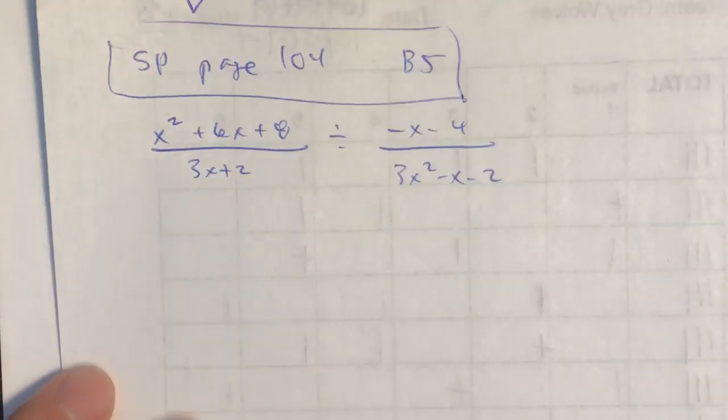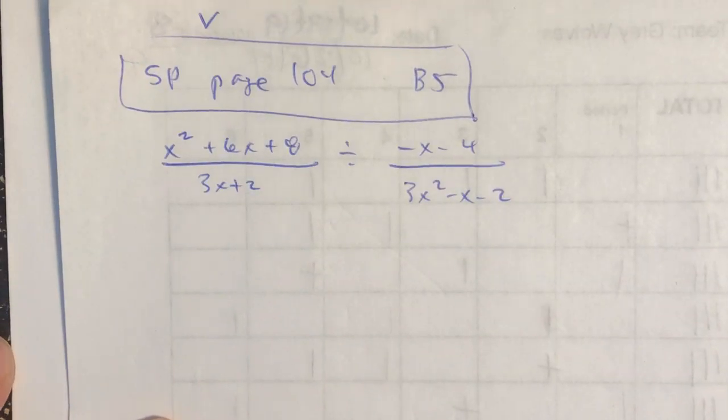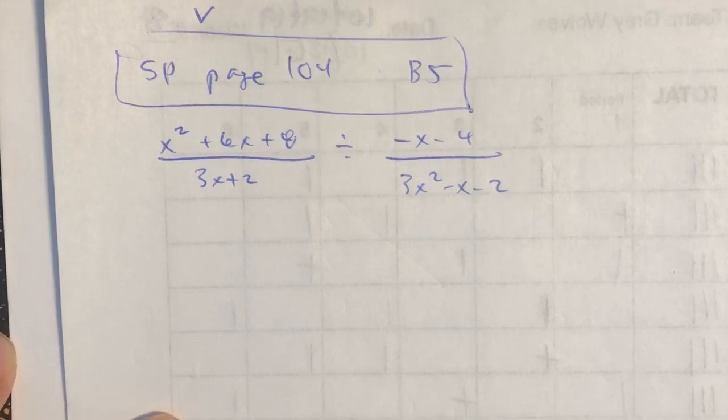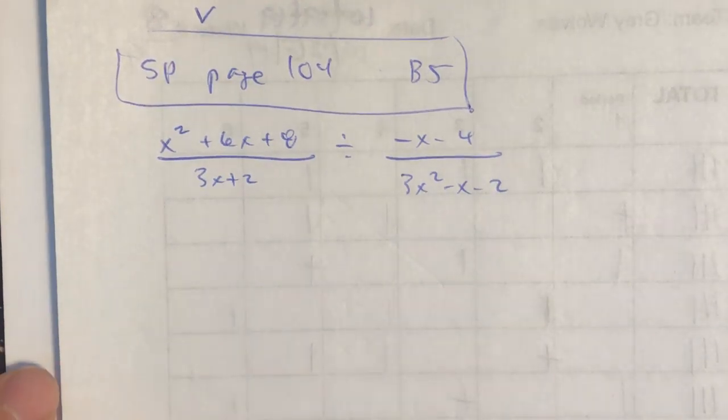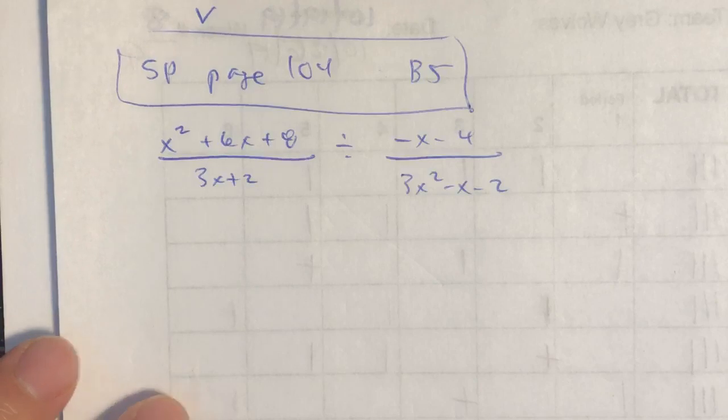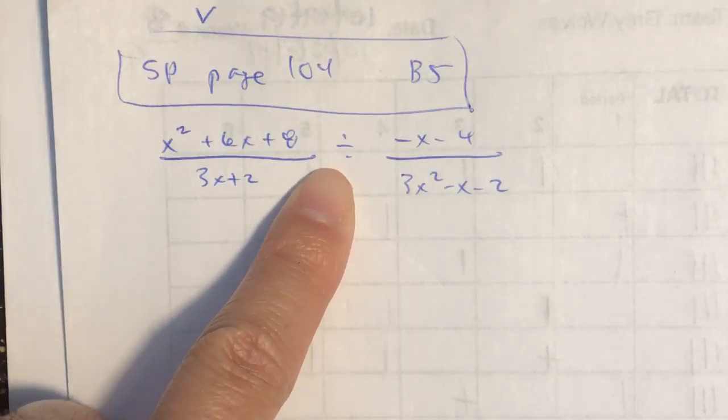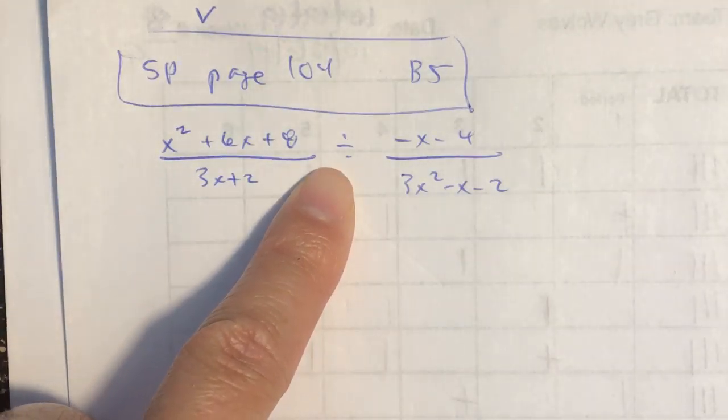All right, let's go over this problem. Skills practice, page 104, question B5. Let me read the directions. Determine the quotient of each expression. Quotient is division. Describe any restrictions for the variables and simplify the answer when possible.